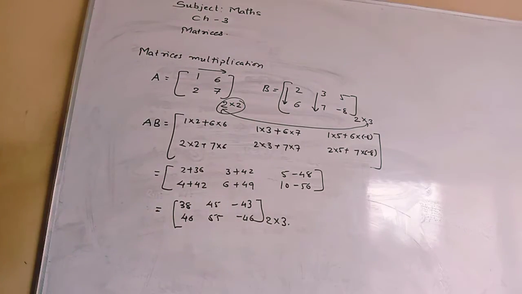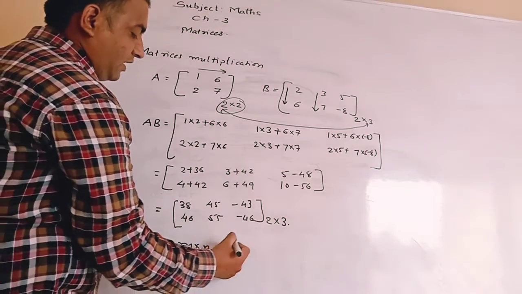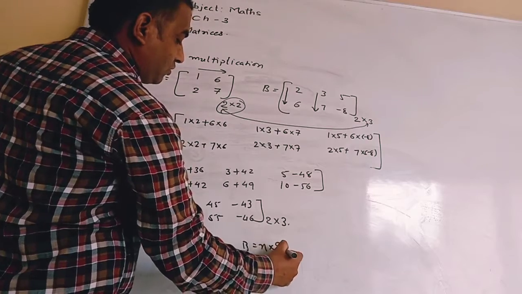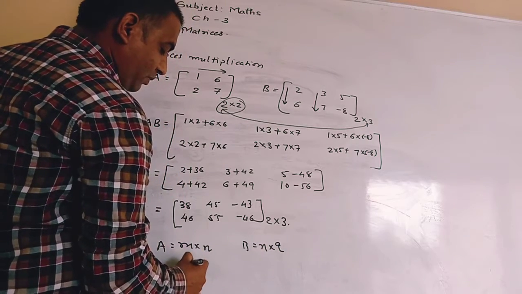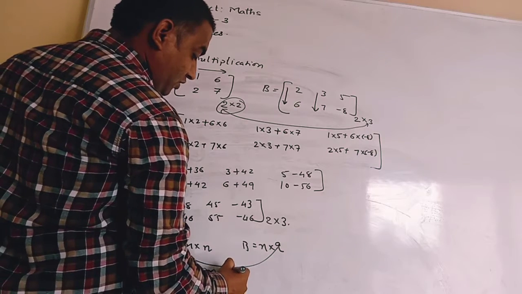So if matrix A is of order m cross n and matrix B is of order n cross q, then AB's order will be m cross q.